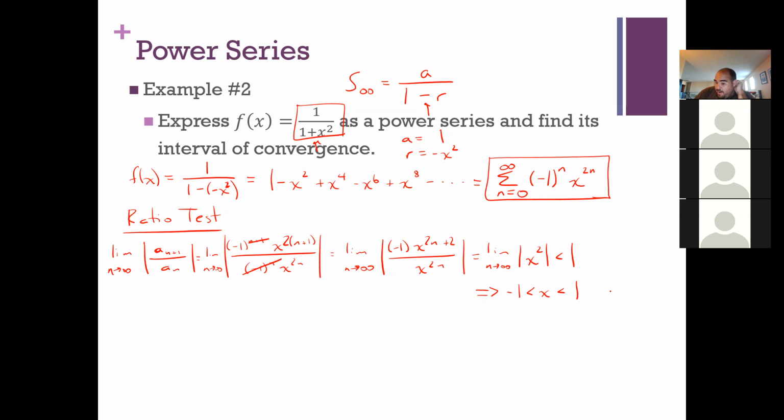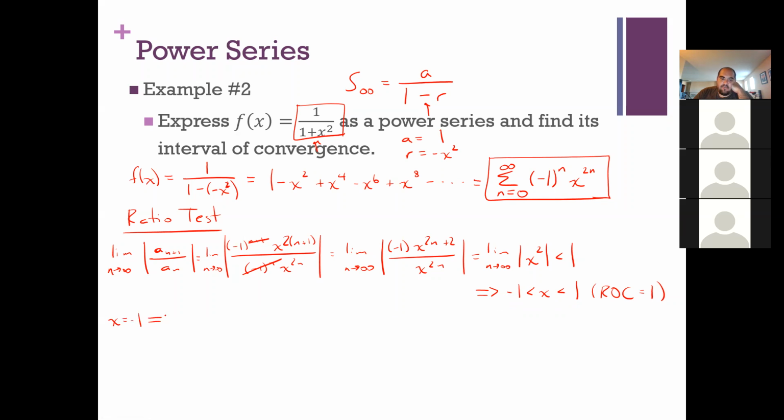So here my radius of convergence is just equal to 1. So basically anything that's less than 1 unit away from 0 is going to give me a convergent series. But now remember, I got the radius, but what do I have to do to find the interval of convergence? I have to look at both the endpoints.